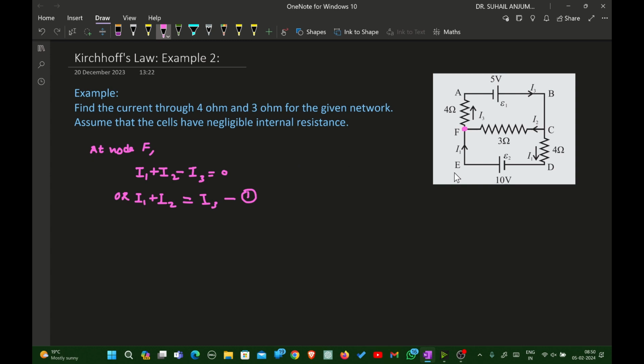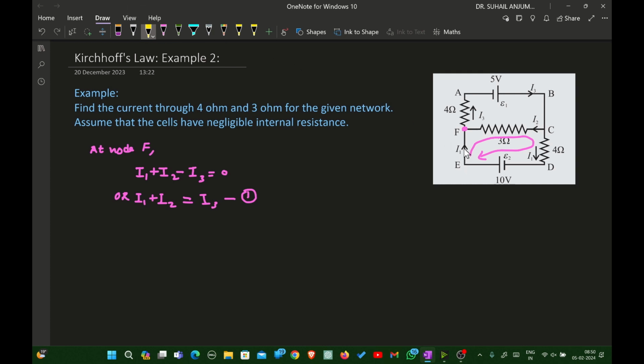Now we can apply KVL for different loops here. I will consider this loop, say E, F, C, D and E. I will apply Kirchhoff's voltage law for this particular loop. It will start from E, so for this loop, I will go E, F, then C, then D, and then again back to E. For this particular loop, we will apply Kirchhoff's voltage law.